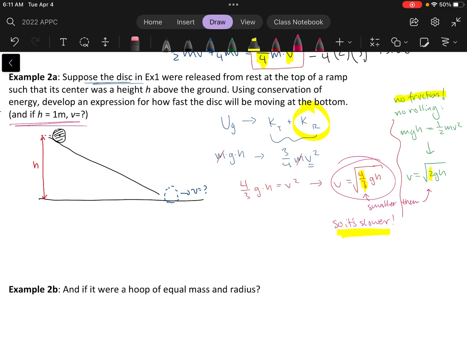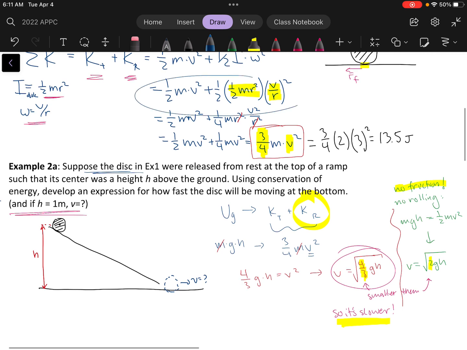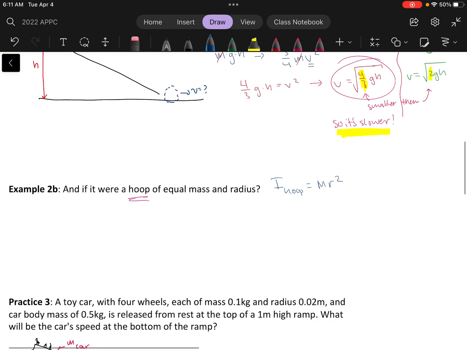Let's see what would it look like if instead of a solid disk, what if it was a hoop? If it was a hoop, then the rotational inertia is going to be different. We would have I for the hoop equals mr squared instead of 1/2 mr squared. And if we go through and we resolve what we did up here, we would just have to redo it, I guess.